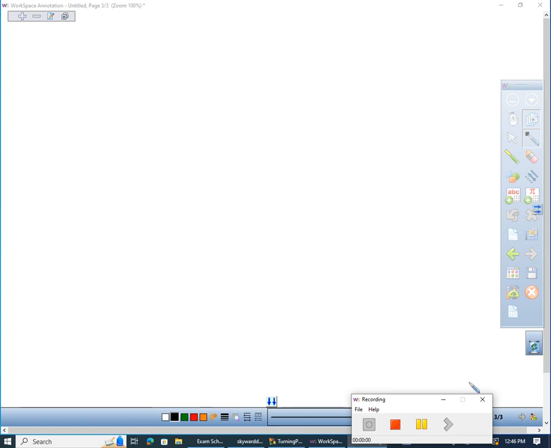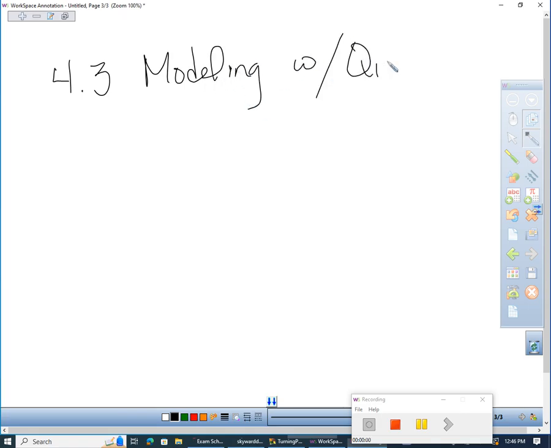We are moving on to lesson 4.3, and we are doing modeling with quadratics.